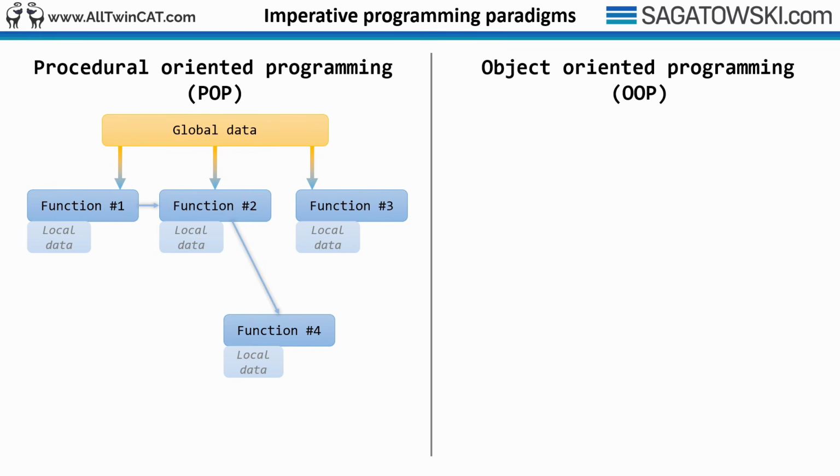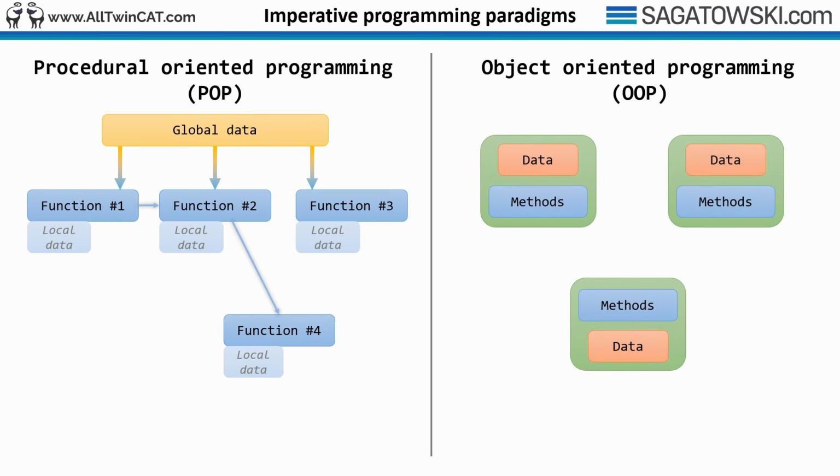In OOP, you have objects carrying their own set of data and their own attached methods. The objects can communicate with each other by so-called messages. In POP, importance is given to functions as well as the sequence of actions to be done, while in OOP, importance is given to data. With POP, the program is divided into functions, while for object-oriented programming, the program is divided into objects.